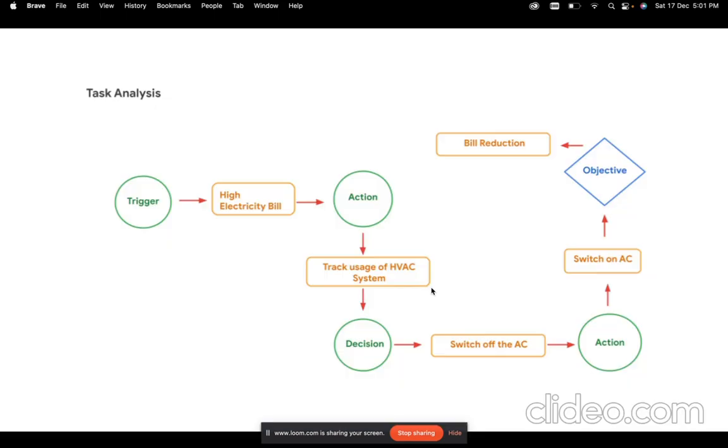Now looking at the task analysis, what triggers the user is a high electricity bill, which leads to taking the action that he tracks usage of the HVAC systems and decides whether to switch off the AC or to reduce the temperature of the AC or not. In case he has switched off the AC, then he needs to switch on the AC again if it is required. And the overall objective of this problem is to reduce the electricity bill that a particular user has.